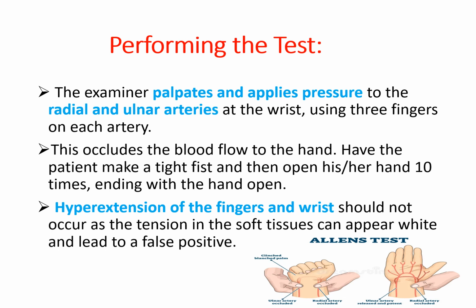And the same is true if the ulnar artery is compressed and palmar pallor persists, then there is compromised blood flow in the radial artery. And even hyperextension of the fingers and wrist should not occur, as the tension of the soft tissue can appear white and leads to a false positive.